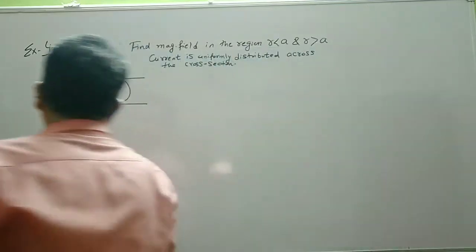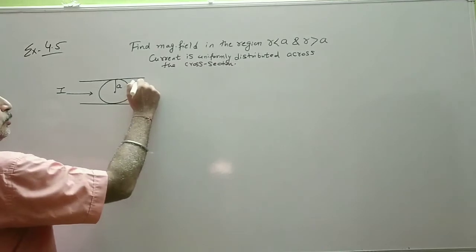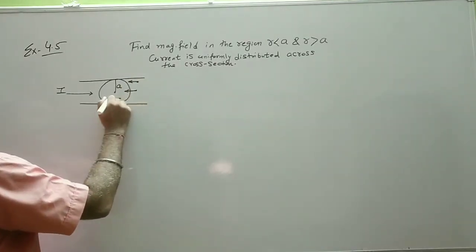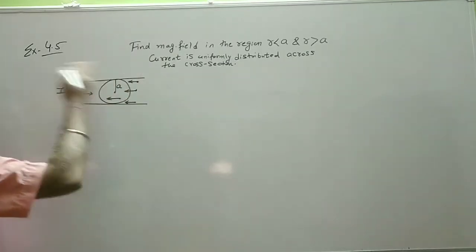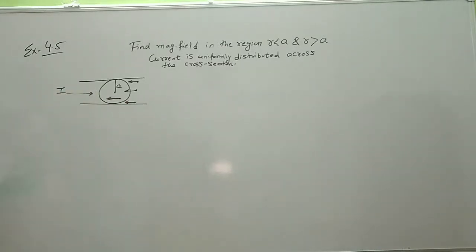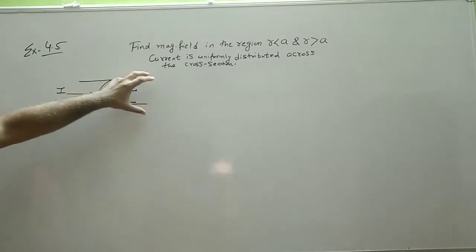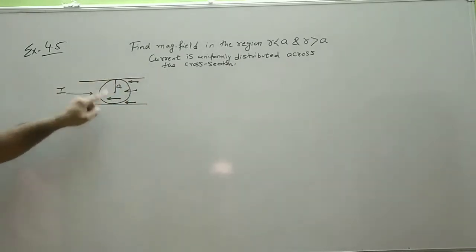We know that the current is due to the motion of electron. So let this be the motion of electron. So all the electrons are flowing in the opposite direction of the current. All the electrons are free to move through this cross section.